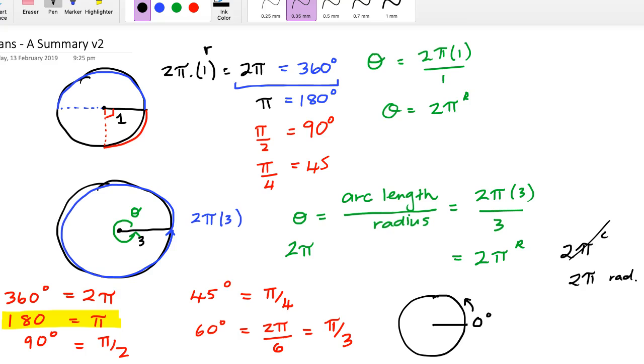And as we travel round, we've got 60 degrees, 120 degrees, and then 180 degrees, which we know as pi. So there's our thirds: pi on 3 or 60 degrees, and so 120 would be 2 pi on 3. And our other fact we like to know is 30 degrees, and that's going to be half of this one, so it will be pi on 6.